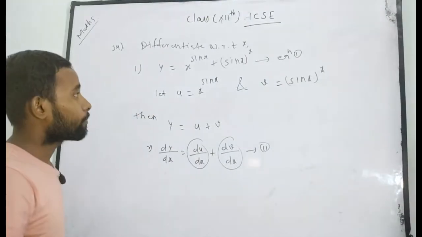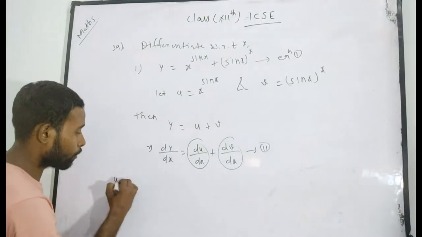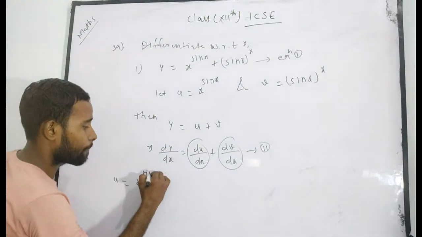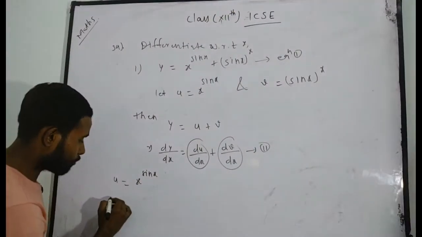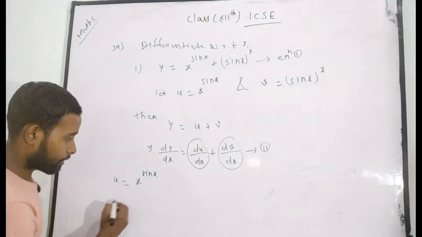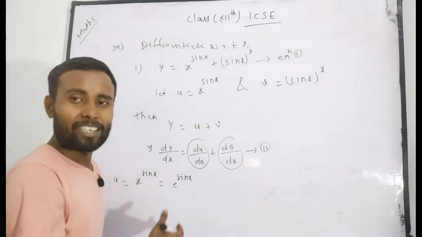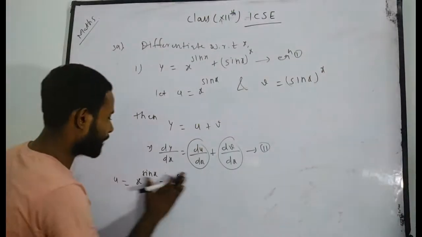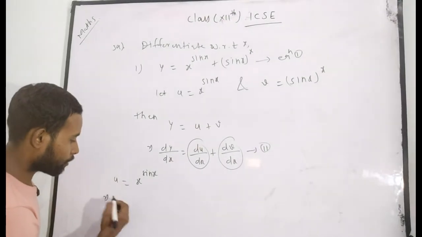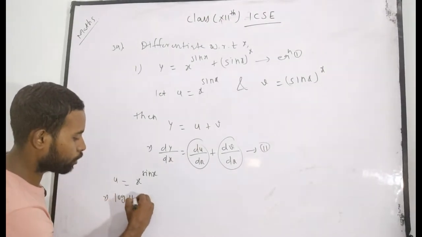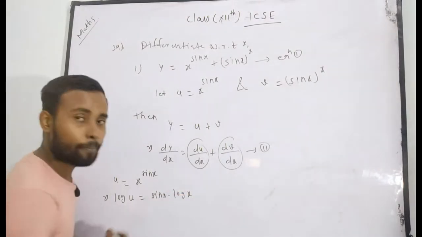Now I want to firstly find du/dx. Here you get u is equal to what? x to the power sin x. Can you write it as e to the power sin x? Don't take log on both sides, if you tell me I will definitely take. First of all, take log on both sides. You will get log u is equal to what? Sin x into log x. Directly I have written it.